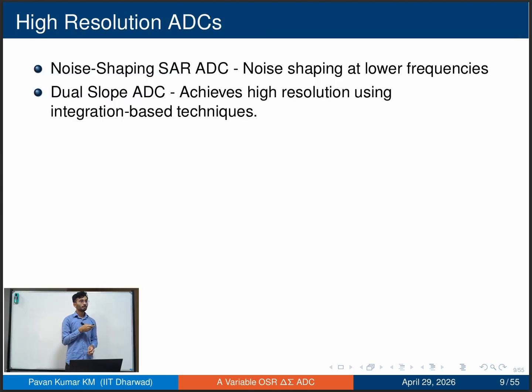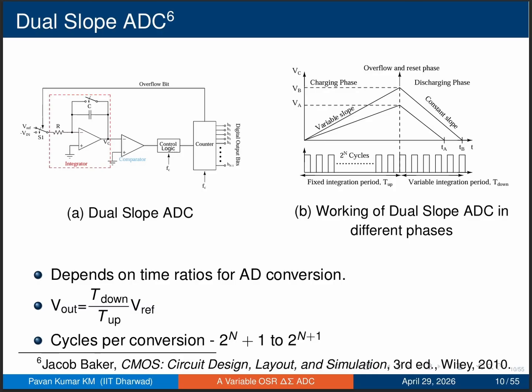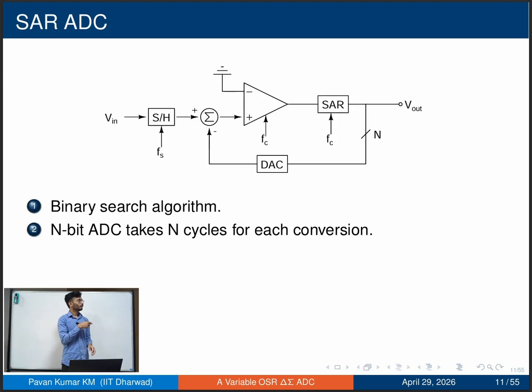So when we come to high resolution ADCs, noise shaping SAR ADC is one of the options, because it will do noise shaping at lower frequency. The other option is the dual slope ADC. It achieves high resolution using an integration based technique. But the dual slope ADC basically takes 2 power n plus 1 to 2 power n+1 cycles per conversion. The ADC is very slow, so we are sticking to noise shaping SAR ADC, which will complete the conversion in n cycles itself.